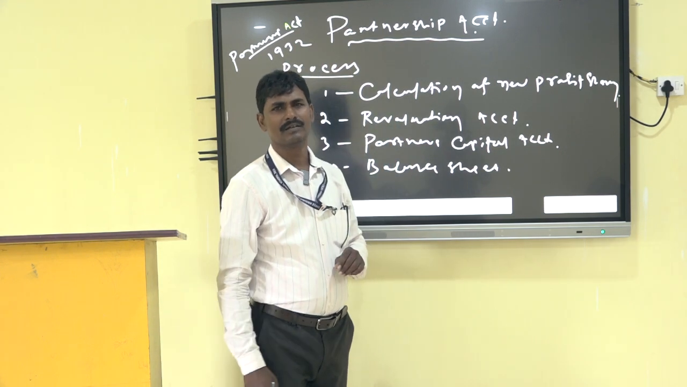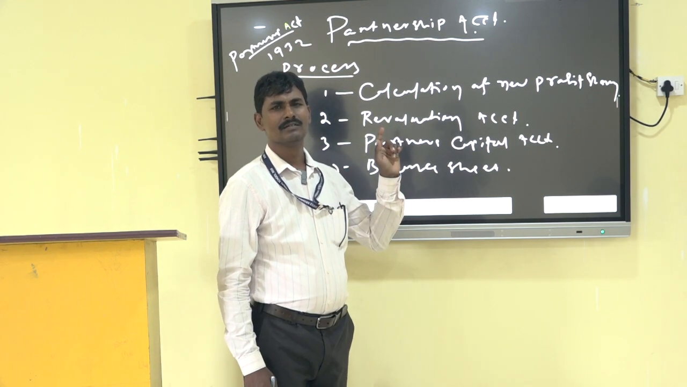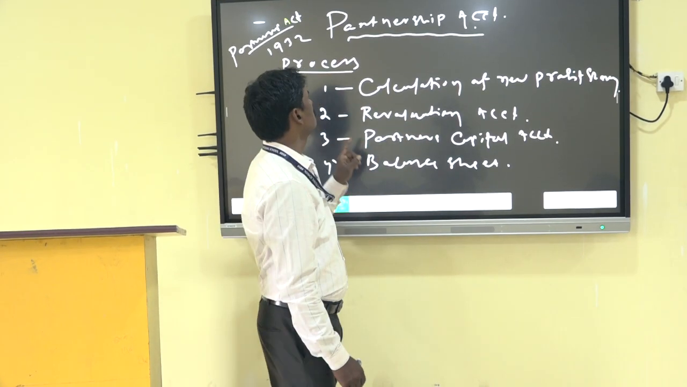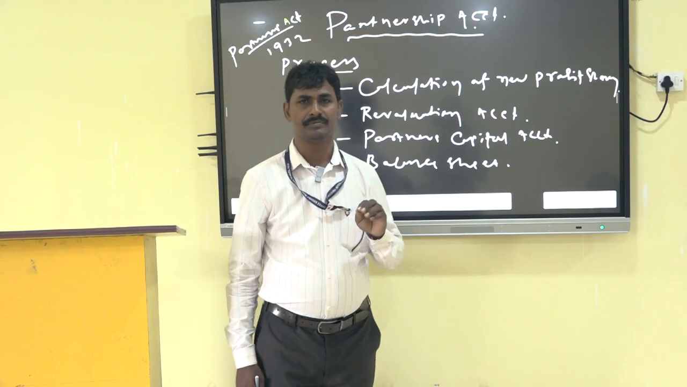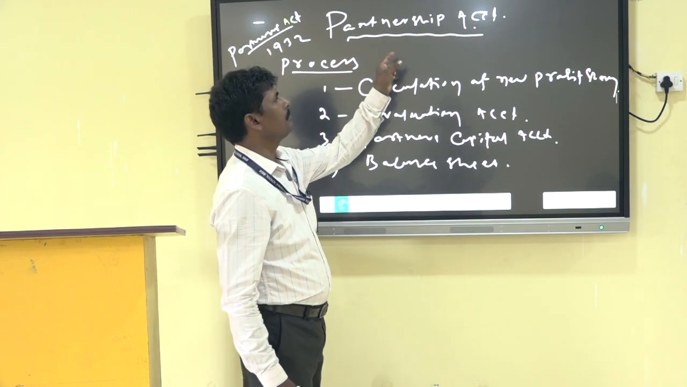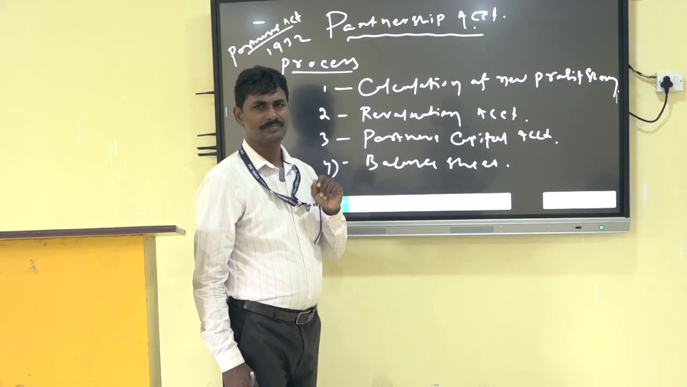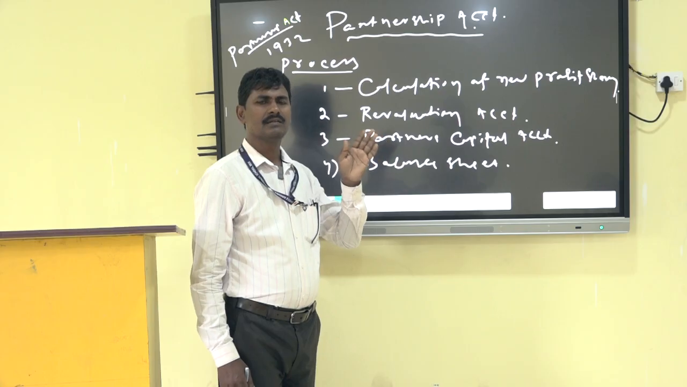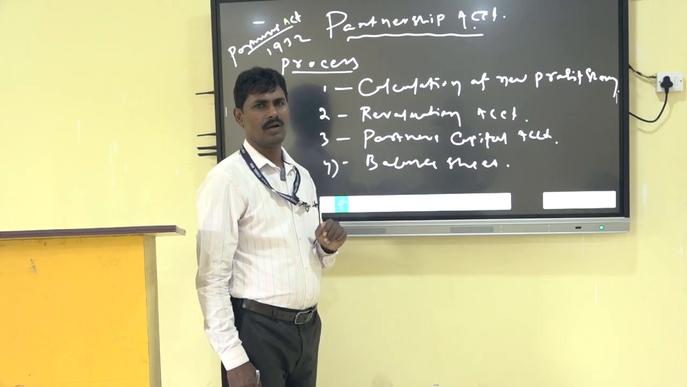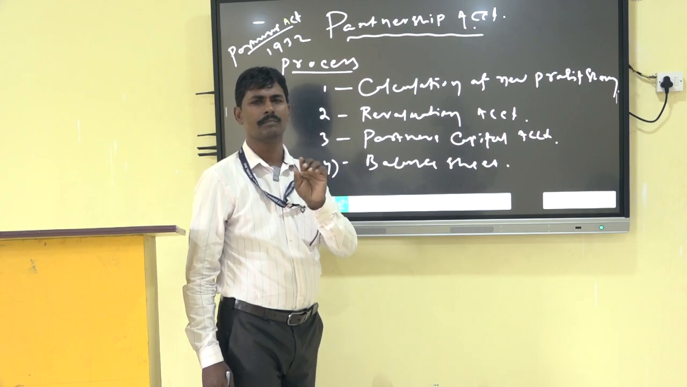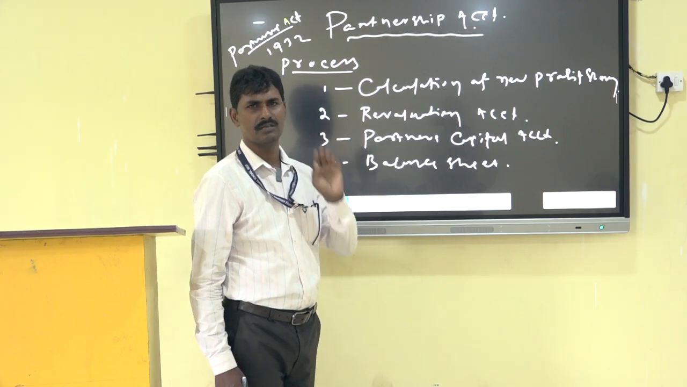Students, good morning. Today we will start a separate chapter in accountancy, standard 12. First, we start the partnership account. Before that, we have started sole proprietorship accounts. That is prepared by a single person to know about the profit and loss of this business concern.